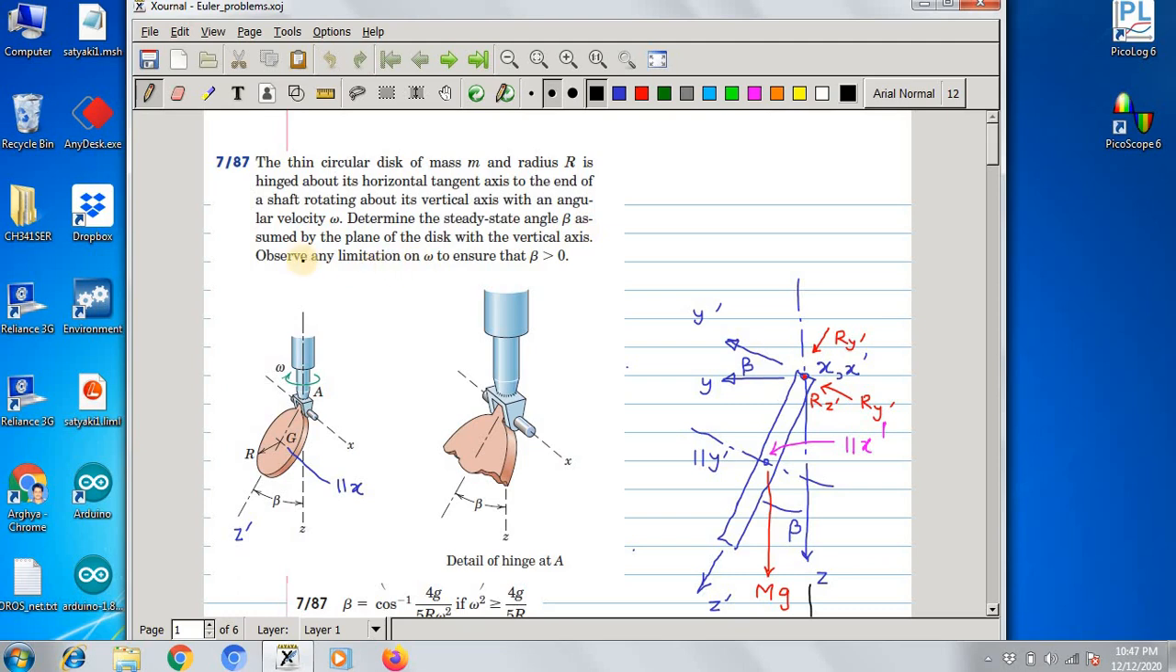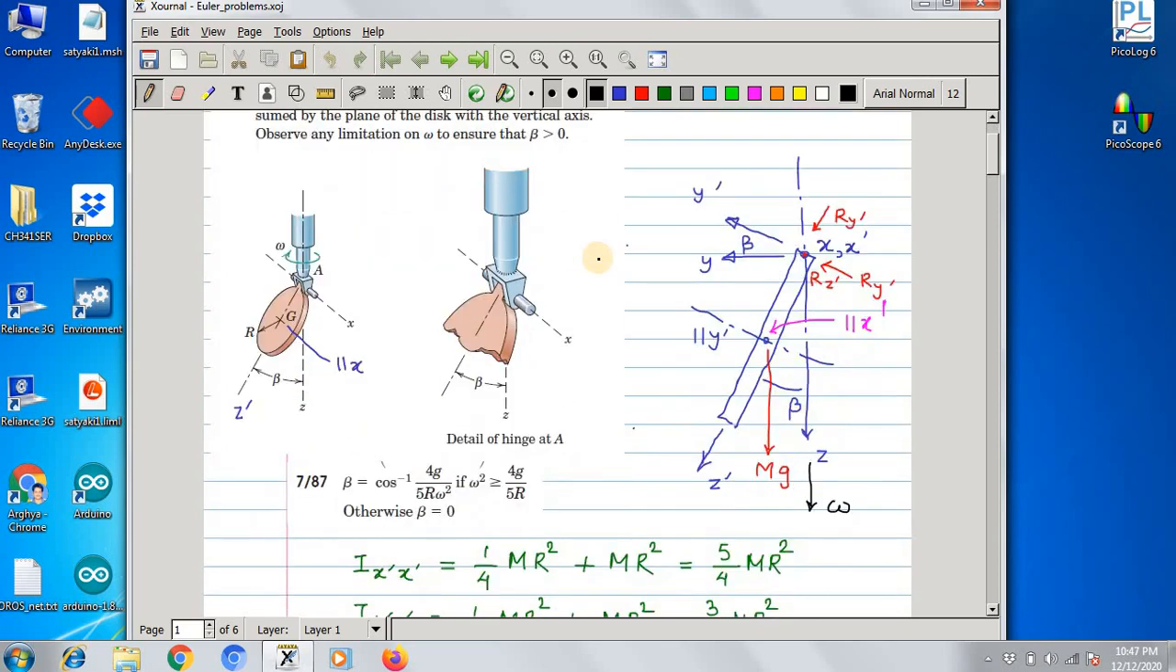Determine the steady state angle beta assumed by the plane of the disk with the vertical axis. Observe any limitation on omega to ensure that beta is greater than 0. So here, this is for this disk. This is actually rotation about a point, and that point is this point of hinge. So the disk can be taken as rotating about this point.